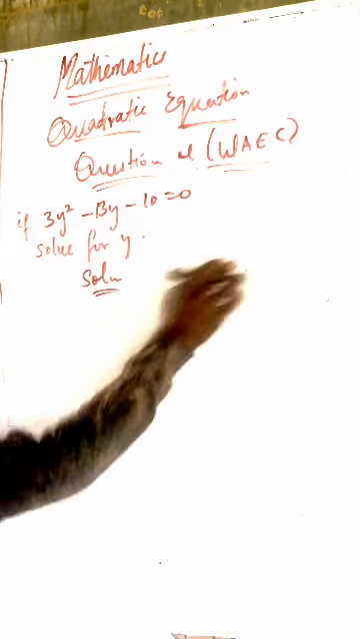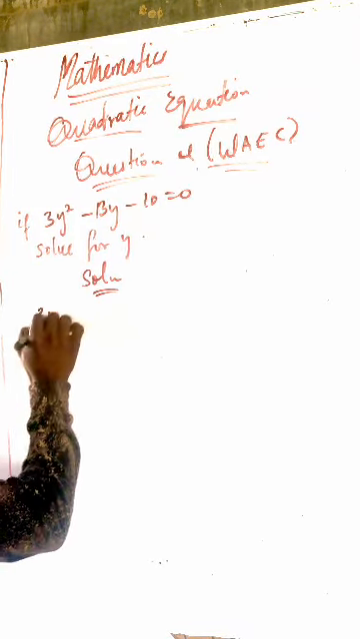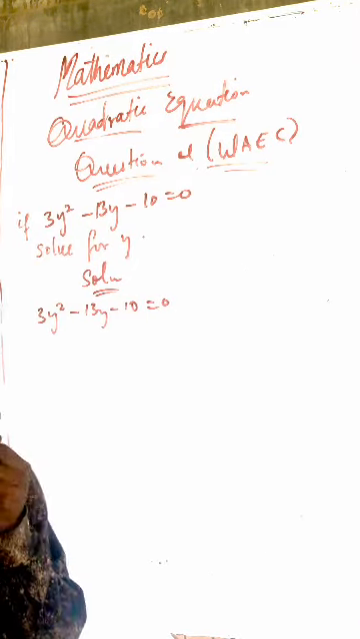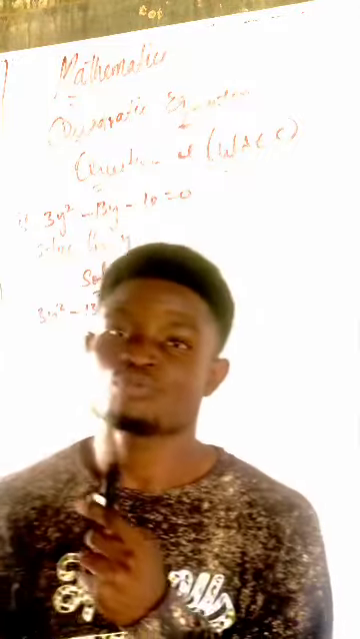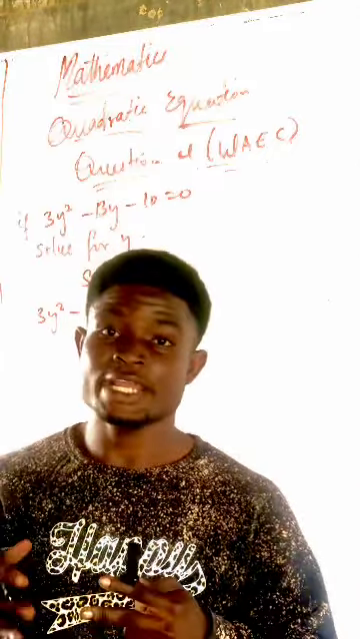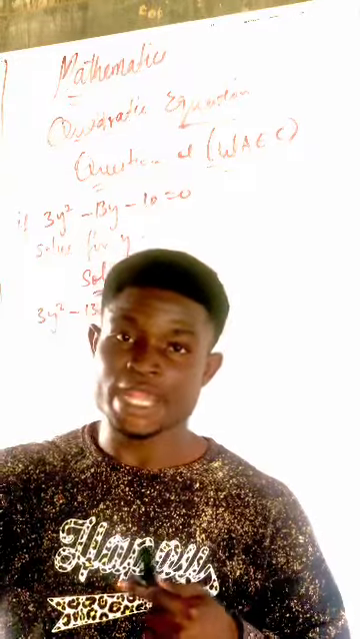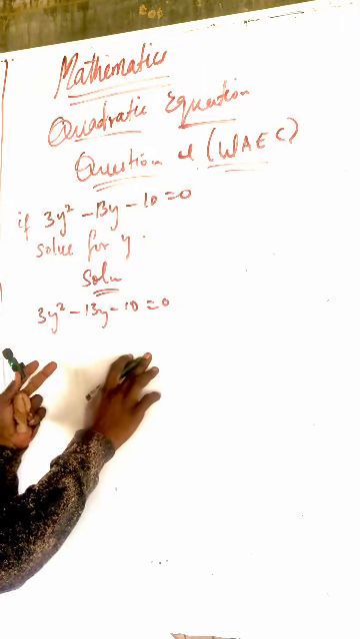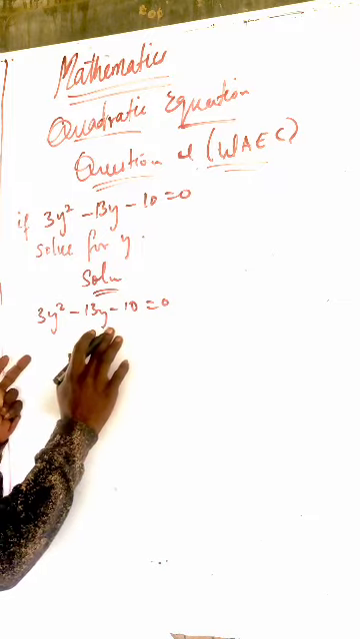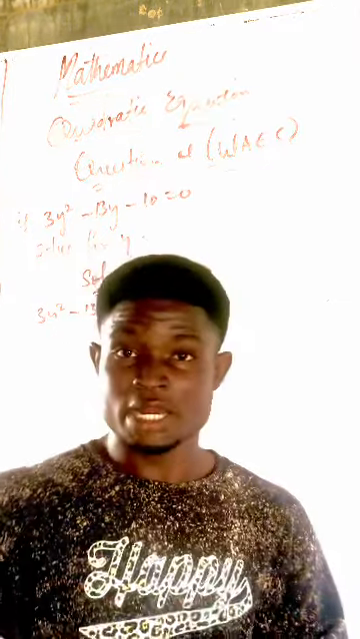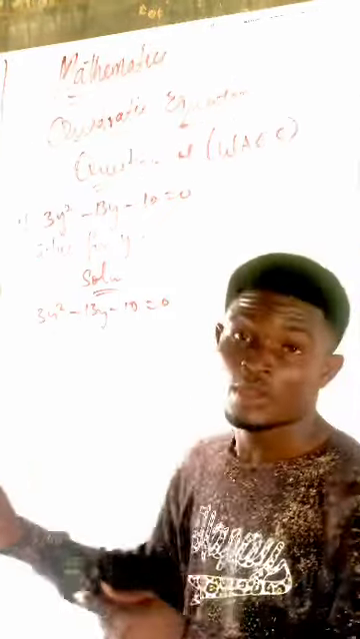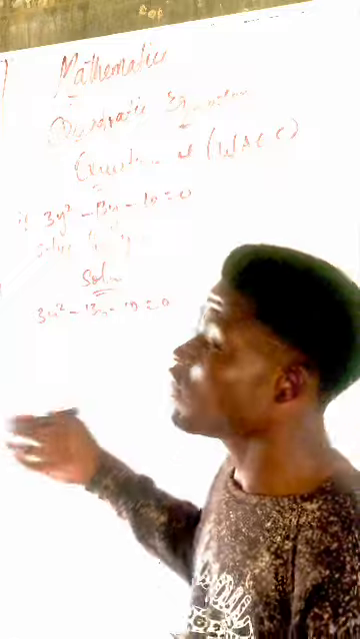3y raised to power 2 minus 13y minus 10 is equal to 0. I told you something when I was defining a quadratic equation: a quadratic equation is an expression in the form of ax raised to power 2 plus bx plus c is equal to 0. This seems to be in the same form. Every quadratic equation, even though it's not directly expressed in this form, you have to arrange it to have this pattern if you want to use the formula method.